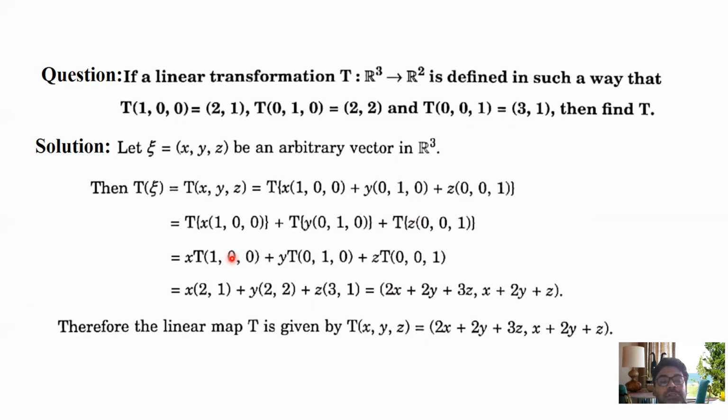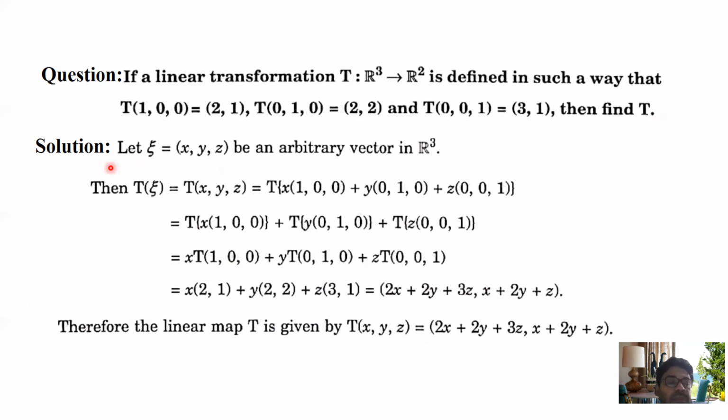Another question, just the reverse of it. In the last questions, a relation is given and you want to prove that your transformation is a linear transformation. Here it is just the reverse: some results are given, based on which you have to find T. Let's see, very easy.